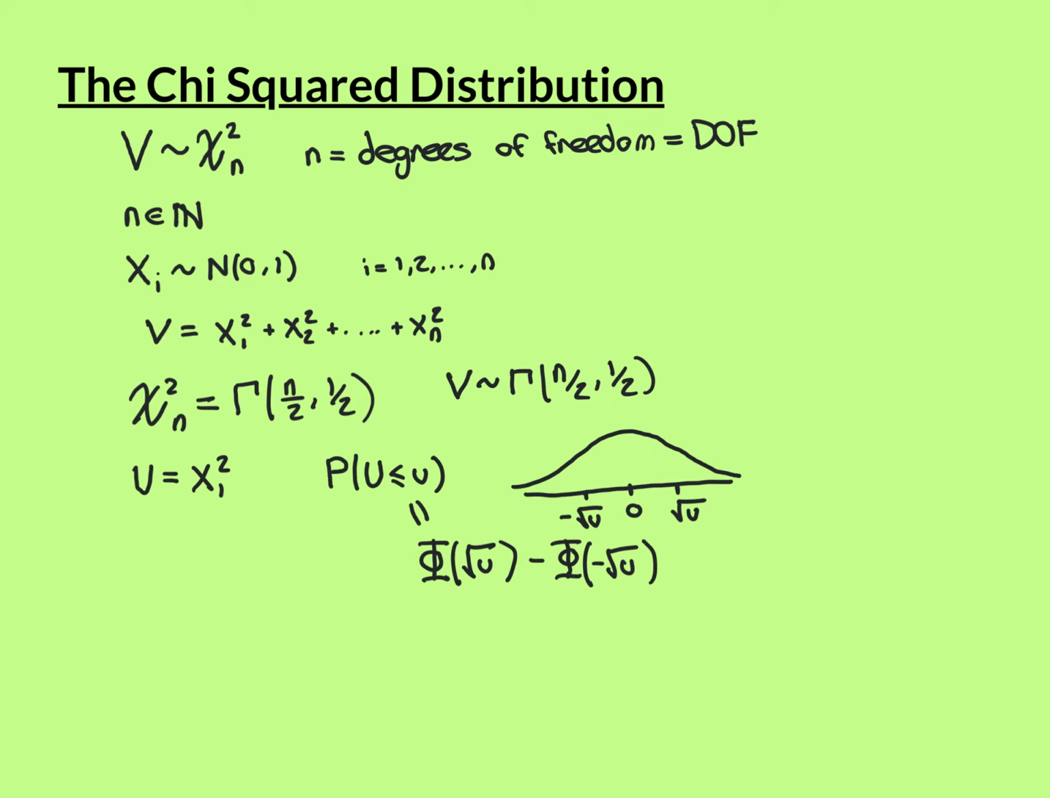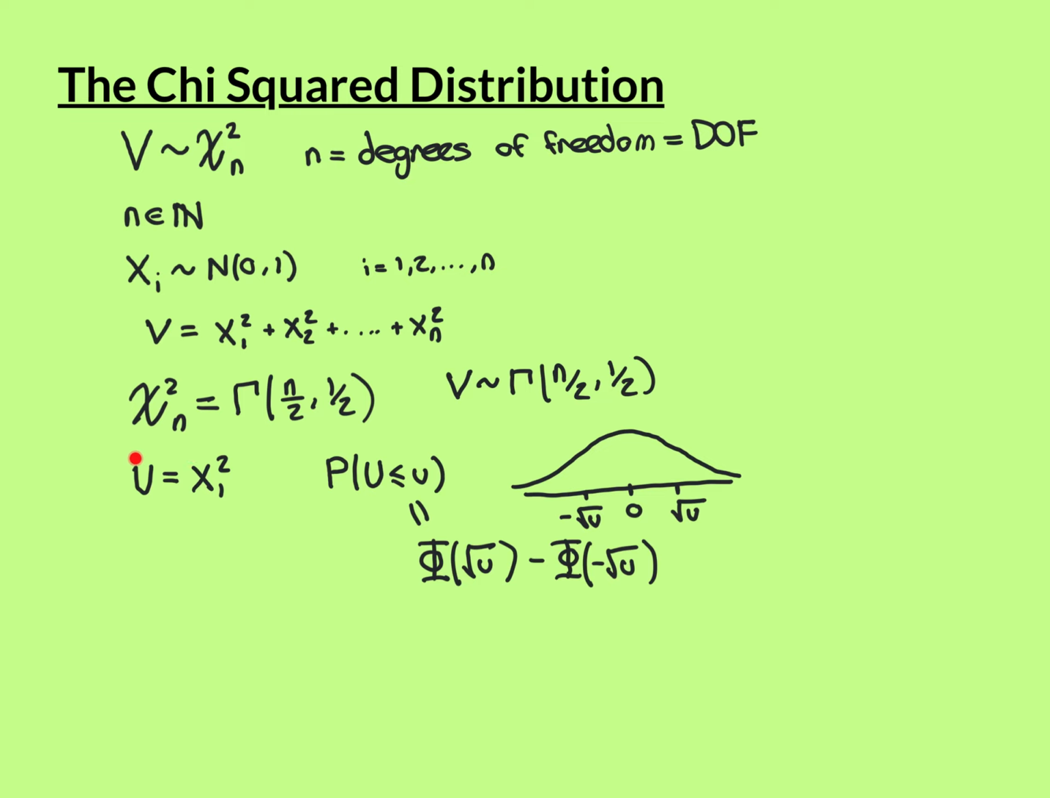So let's think then about what the PDF of this random variable v, which is chi-squared distributed with n degrees of freedom, is going to be. To tackle this problem, we're actually going to start with a simpler problem, which is the simplest chi-squared distribution, the chi-squared distribution with 1 degree of freedom. So we'll call the random variable u, and it's going to be chi-squared distributed with 1 degree of freedom, defined as x1 squared, where x1 is distributed normal 0, 1.